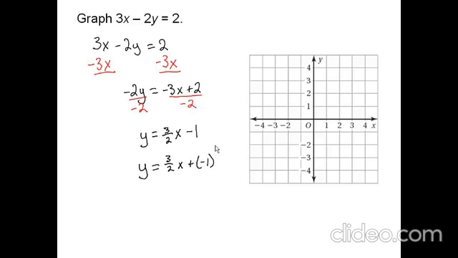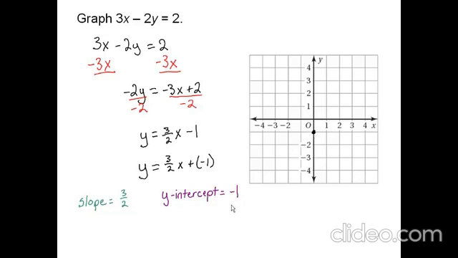Now that the equation is in slope-intercept form, we can identify the slope and y-intercept. The slope is 3/2. And the y-intercept is negative 1. Because we know that the y-intercept is negative 1, we can plot a point at 0, negative 1.